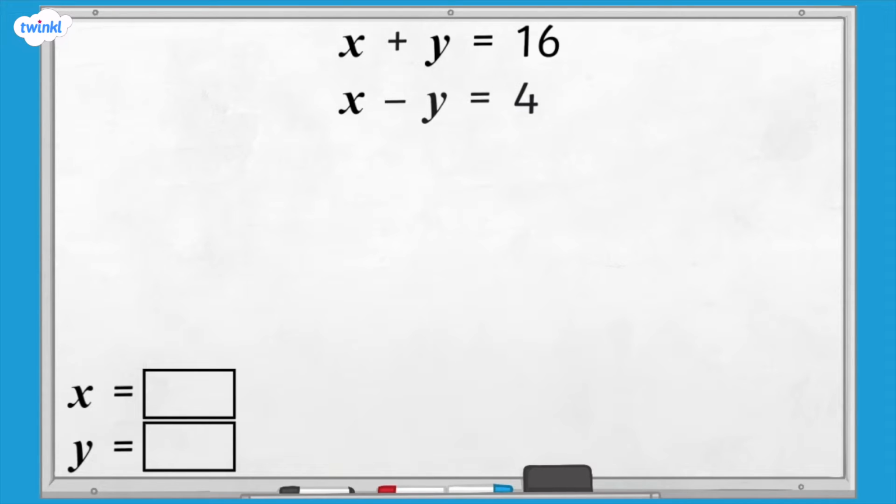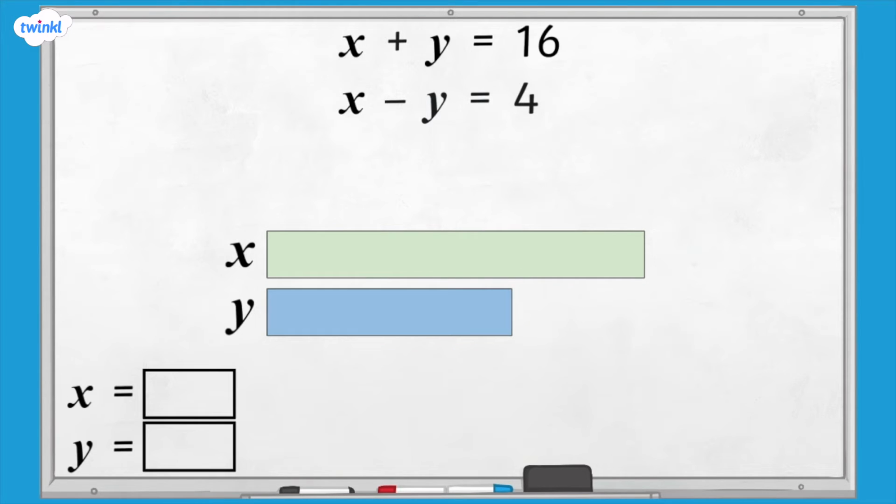To find the values of x and y, we need to start by drawing a bar model and labelling it with the information we've been given. We are going to draw one bar to represent x and one to represent y. We know that x is greater than y because when you take y away from x, we have 4 left. So x will be represented by the longer bar.